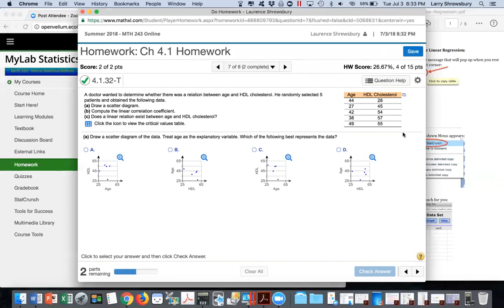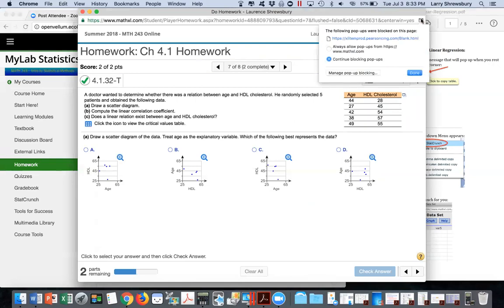Now, the important thing here is, see that little icon? Click on that and then click Open in Statcrunch. So you don't have to enter this data in. Oops, it looks like I had a pop-up blocker here.